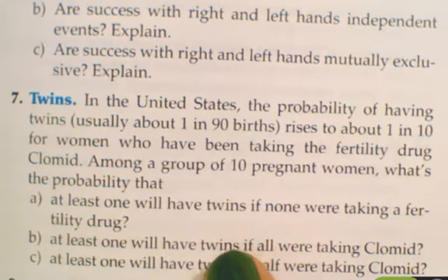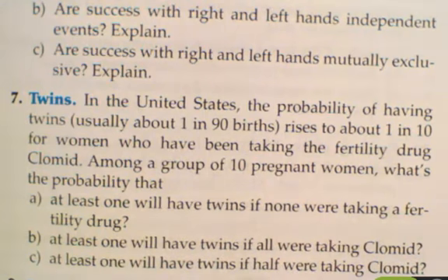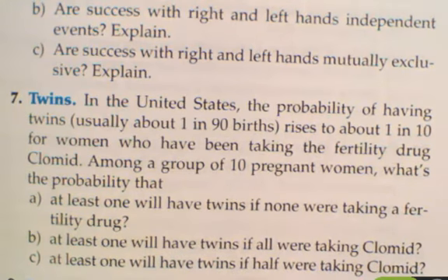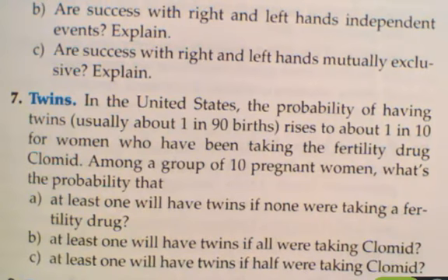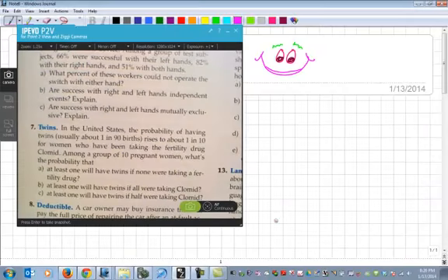And of course, I always read the questions that they're going to be asking of me so I can try and figure out a good strategy. So, what's the probability that at least one will have twins if none were taking the fertility drug? At least one will have twins if all were taking the fertility drug. And at least one will have twins if half were taking it. All right, so let's get started.